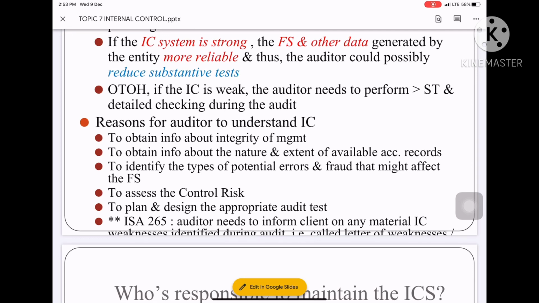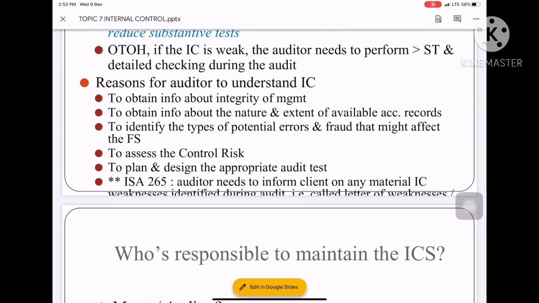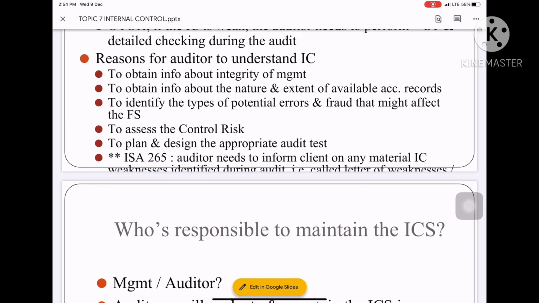Next, to identify the types of potential errors and fraud that might affect the financial statements. We also have to know the potential errors and fraud that might affect them. Next, to assess the control risk, and then to plan and design the appropriate audit tests. Once we have assessed the control risk, we can plan and design the tests that we would like to do. Under ISA 265, the auditor needs to inform the client of any material internal control weaknesses identified during the audit. That is a letter of weaknesses. If we can see a loophole in the system, we inform the client in the letter.